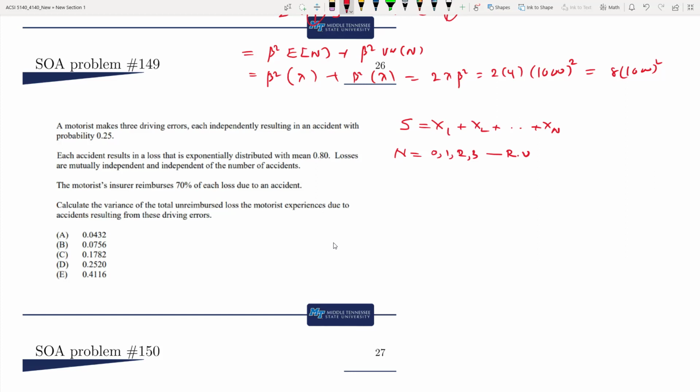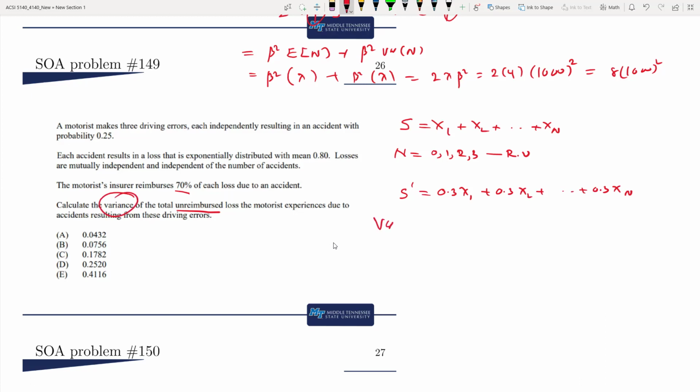So now the question says calculate the variance of total unreimbursed. Insurance is going to reimburse 70%. So unreimbursed loss, let's say S prime, is going to be 0.3 times x1, 0.3 times x2, ... 0.3 times xn. So let's calculate, we want the variance.